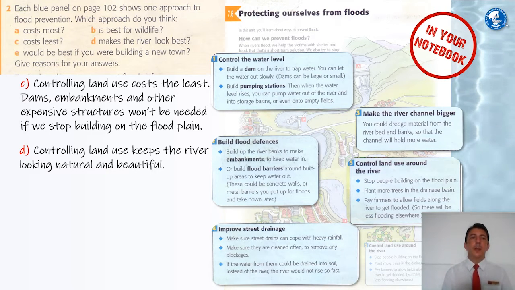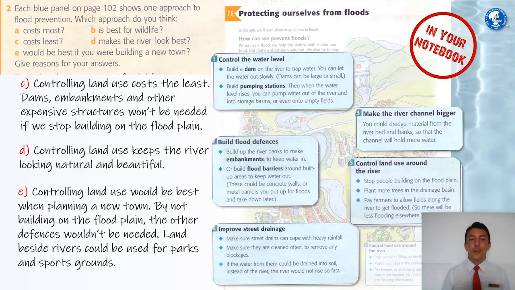And finally, which would be best if you were building a new town? Well, in my opinion, controlling land use would definitely be best. By not building on the floodplain, the other defenses won't be needed. Land beside rivers could be used for parks and sports grounds instead of building. So, as we can see, there are many benefits to controlling land use.